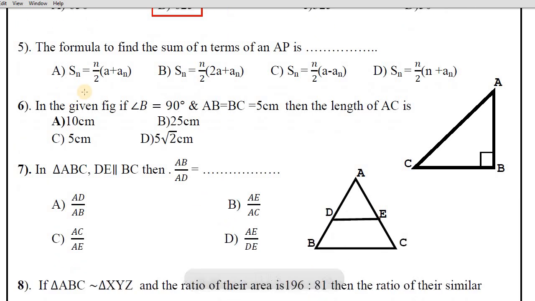Fifth question. The formula to find the sum of n terms of an AP is. This question they have nicely framed, children. See, usually what three formulas do we have? Sn is equal to n by 2 into 2a plus n minus 1 into d, and another one for natural numbers, n into n plus 1 by 2, and another one is when first term and last term are given, Sn is equal to n by 2 into a plus l.